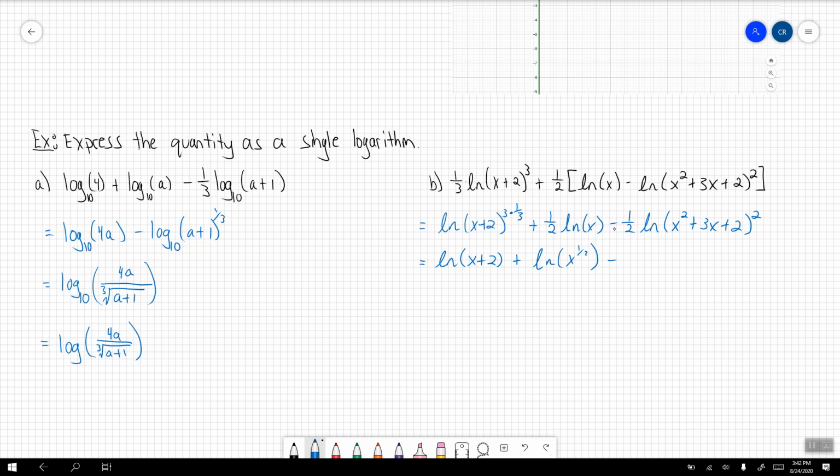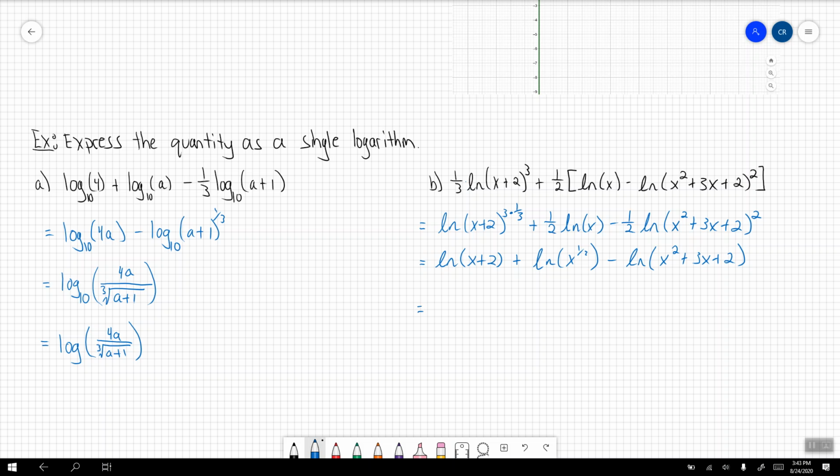And for the last one, I want to keep this negative out front. That's why I'm only going to move the 1/2 to that exponent. But notice that when I do it, 1/2 is going to multiply 2, which will just get us natural log of x squared plus 3x plus 2. Look at that, real nice.